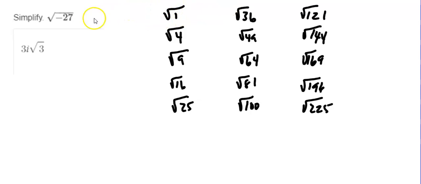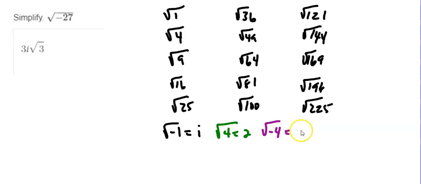Okay? So, anytime you have a negative under the radical, you're going to pull i out. None of your answers will have a negative under the radical. i goes in front of radicals but behind integers. So for example, if I have the square root of 4, you know that that's 2. But if I have the square root of negative 4, that's 2i, with the i going behind the integer.